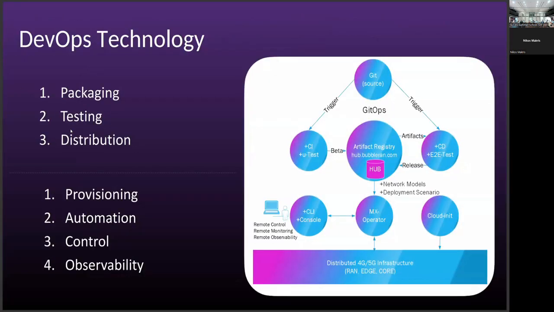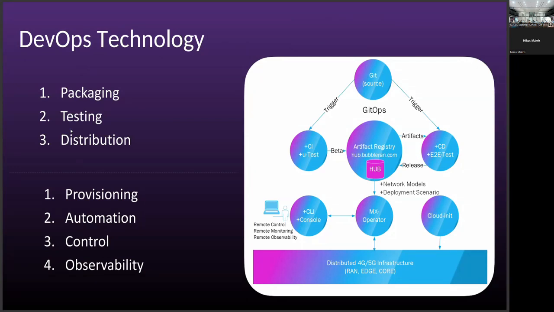I just wanted to mention that there are 2 stages in the whole process. One is the stage of the devs, whereby there is packaging, testing, and distribution, which happens on the upper part. So in the upper part, you have a Git, the source code, you do CI and some unit tests, you do CD and end-to-end test, and then you release in the artifact register.